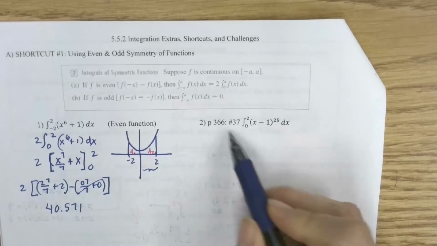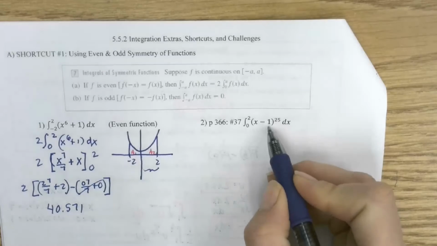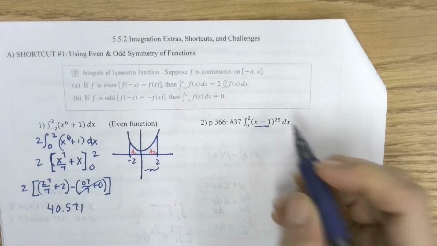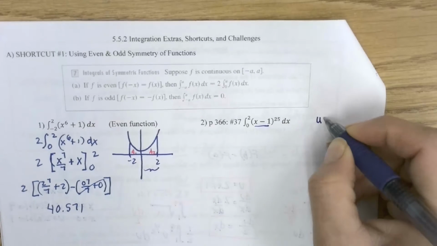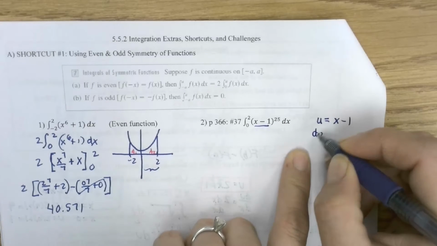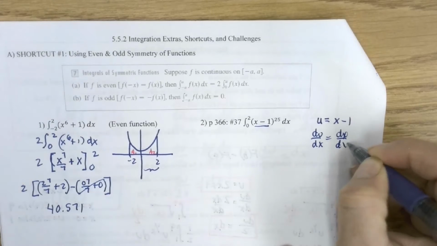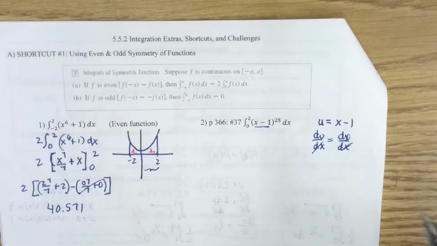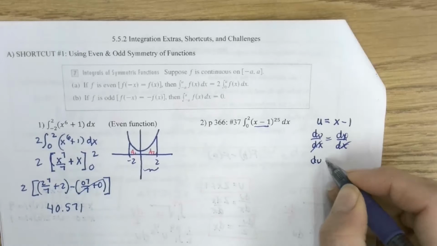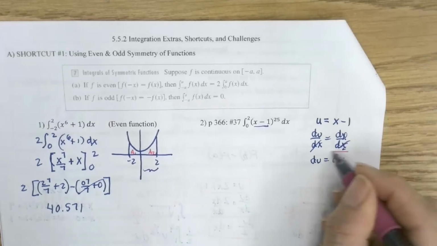So if I were working this problem, my natural way to start off would be to recognize that there's a function within a function. So I'm going to use U substitution. And I'm going to identify x minus 1 as my u. So du dx equals 1, so du is equal to dx. So I'm going to make these 2 substitutions here.